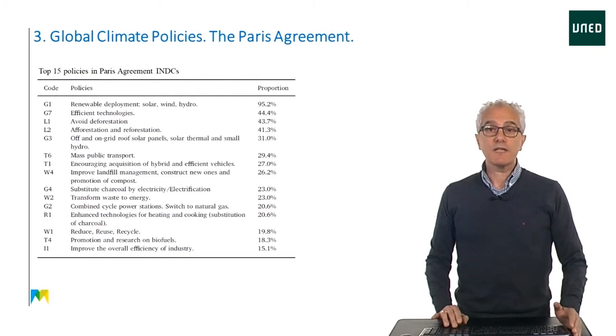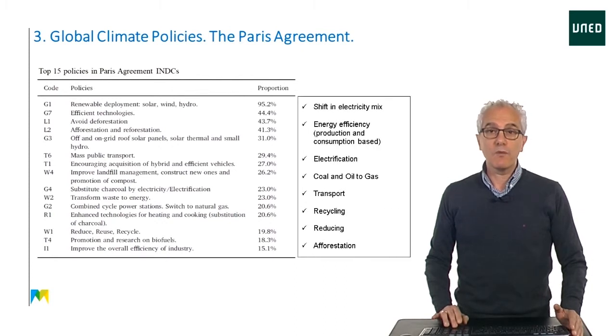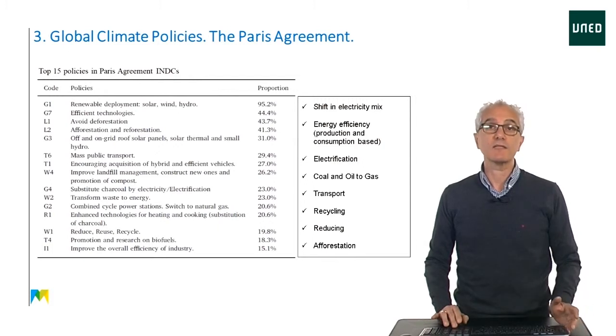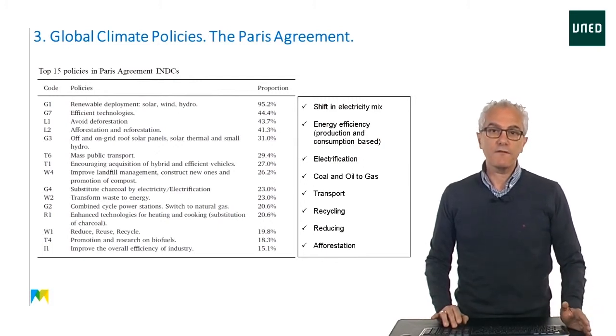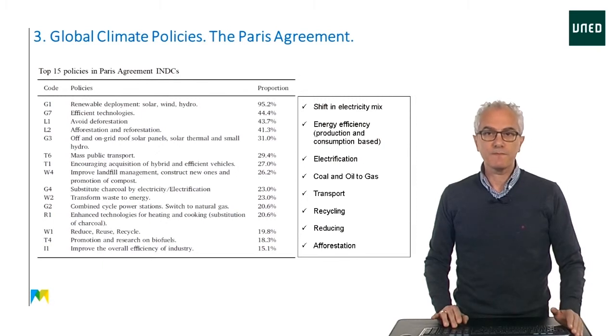If we focus on just the 15 top policies put forward by the different countries, we can see an overwhelming preference for a shift in the electricity mix towards clean, renewable technologies, but also for measures oriented towards energy efficiency, both production and consumption based, electrification, substituting oil and coal by natural gas, different policies regarding transport such as electrification, fostering biofuels, or changing transport modes. Also, recycling, reducing, and implementing ambitious afforestation programs.